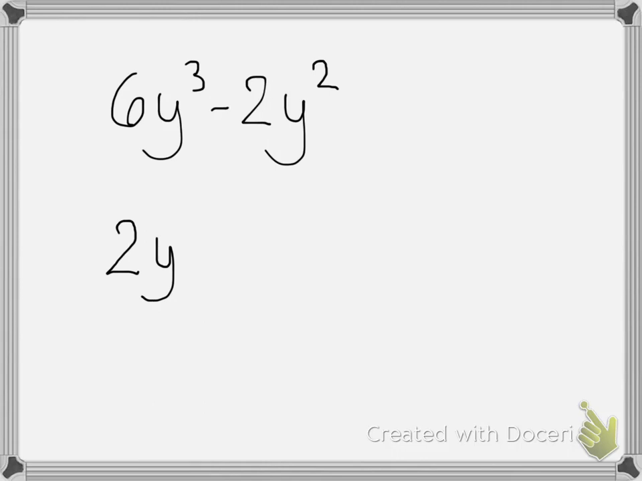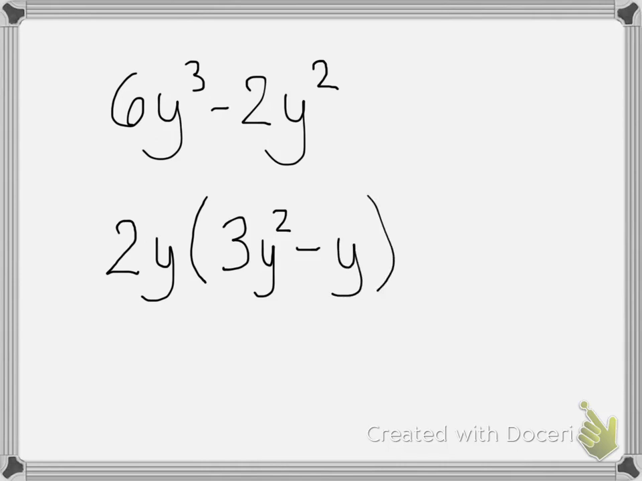So 6y cubed minus 2y squared. You might not want to copy this other part. Let me show you what it looks like if you screw up. Let's say you thought the common factor was 2y. So I divide the first monomial by 2y. 6 divided by 2 is 3, and y cubed divided by y is y squared. And I divide the second part of the binomial by 2y. So I bring the subtraction sign down, and 2 divided by 2 is 1, which I don't need that 1, and y squared divided by y is y.